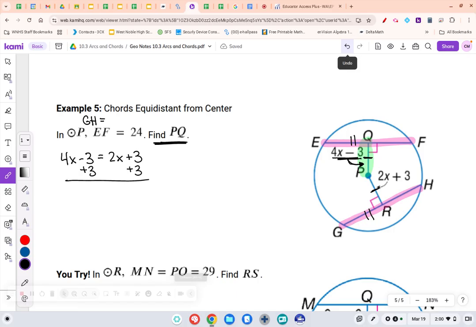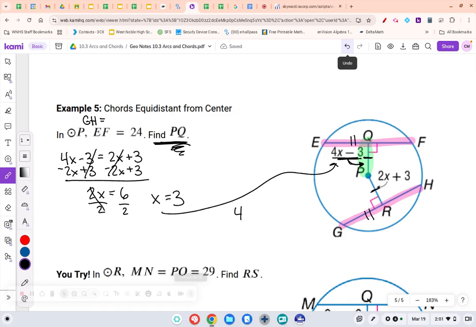So I'll add 3 on both sides. I'll subtract 2x on both sides. This gives me 2x is 6. So x is 3. That's not my final answer, though. I'm trying to find PQ. So I plug it back into PQ. So I take 4 times 3 minus 3, or 12 minus 3, which is 9 for PQ. Now PQ is the same as PR. You could have solved for either, you would get the same answer.